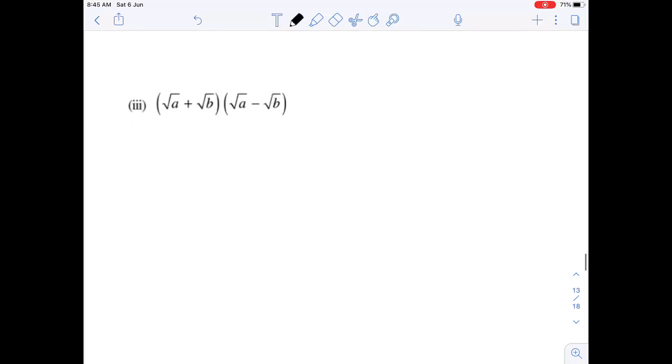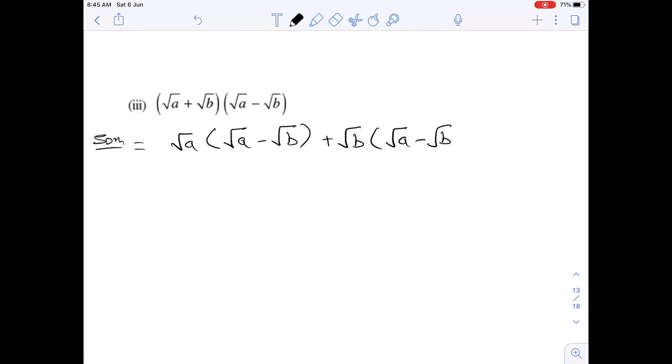Now the next rule is given: root a plus root b and root a minus root b. So we have to find what happens when root a plus root b is multiplied by root a minus root b. Here we have to follow the multiplication rule for brackets. First we will write this root a multiplied with this full bracket, so it can be written as root a into root a minus root b. Then we write this bracket and multiply with this full bracket, so you will get plus root b inside bracket root a minus root b.